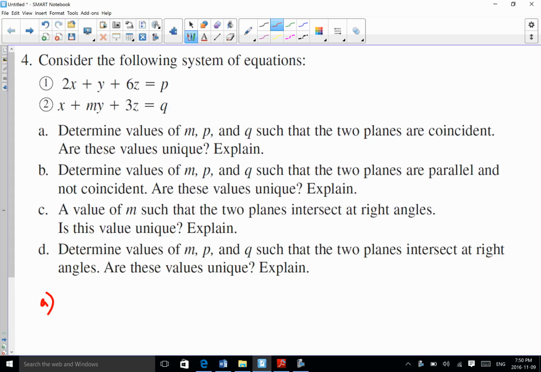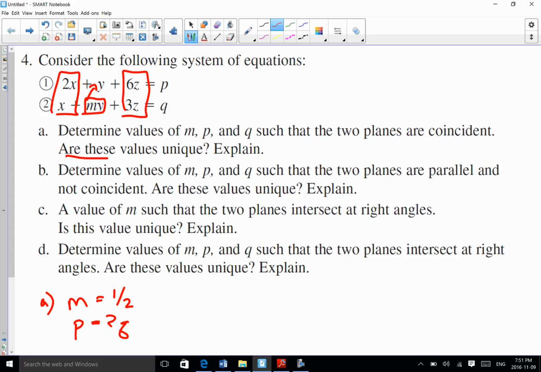So I have to find a variable that I know the ratio between them. So z's pretty easy. 3 times 2 makes 6, and the same is true for the x's. X times 2 makes 2x. So if I want to figure out what m has to be, m has to be 1/2. And the reason I know that is there has to be a double between here and there. So 1/2 times 2 makes 1, or 1y. Okay. The p and q relationship, well, p has to be double q, whatever they happen to be.